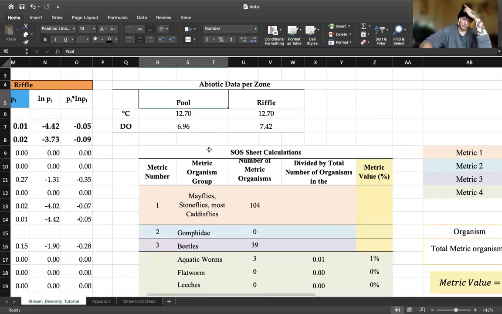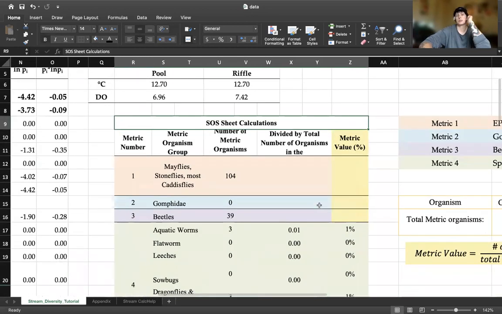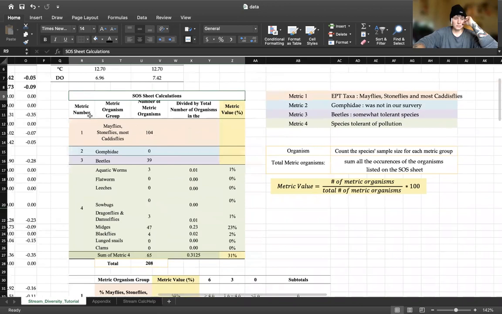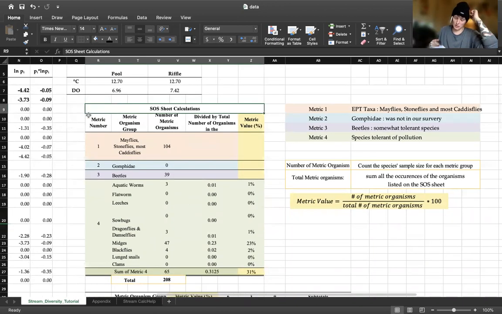The Save Our Stream calculations are a little more difficult, not as intuitive as the abiotic data, but we're going to do our best. So what do I want to say about this? This is a separate survey from the Shannon Index biodiversity assessment that we just did. Some of the species that we observed for the Shannon survey are going to be part of the Save Our Stream survey, but not all of the species.